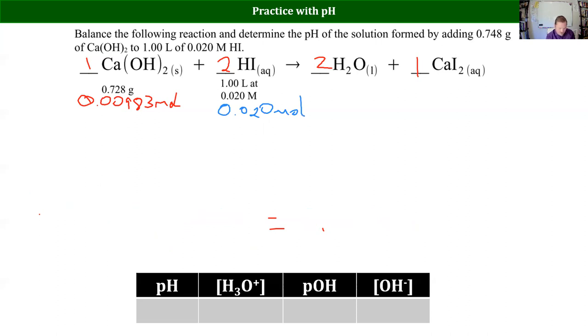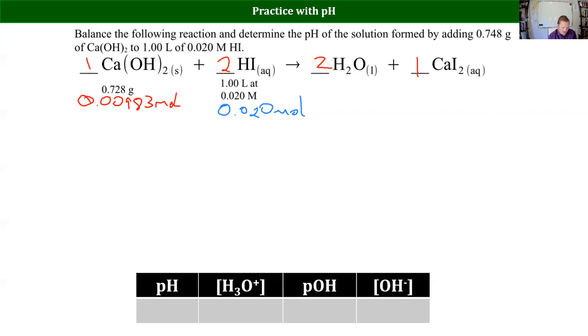All right, so then the question just becomes, what's going to run out first? We're using the hydroiodic acid twice as fast, but we also have more than twice as much. So looking at this, we can be pretty sure the calcium hydroxide is going to run out first, but since we have to calculate how much is used up anyway, let's show our work.